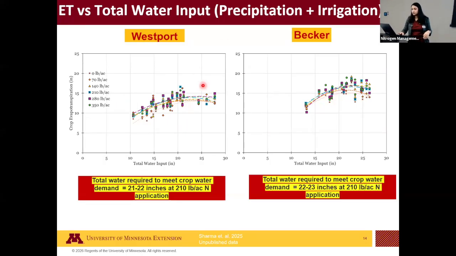What we found is that for the Westport location, to meet the complete water demand of the crop, we need around 21 to 22 inches of water at 210 pounds of nitrogen application rate. And for Becker, it's around 22 to 23. So the range is between 21 and 23 inches for these central sands, which includes irrigation and rainfall.